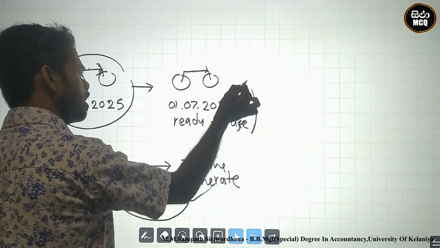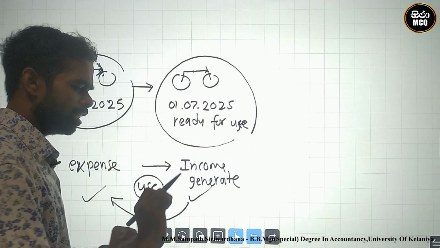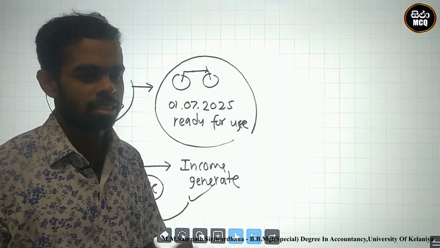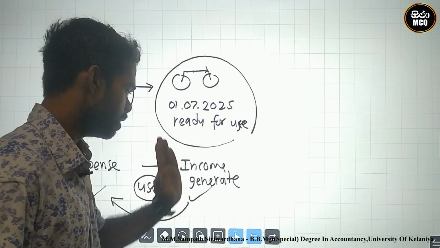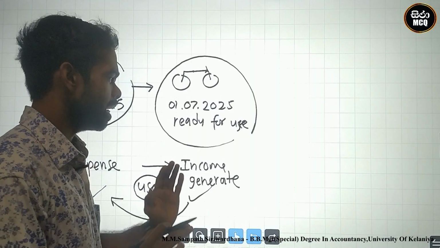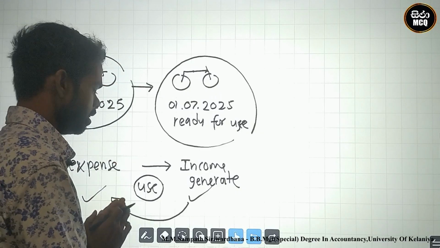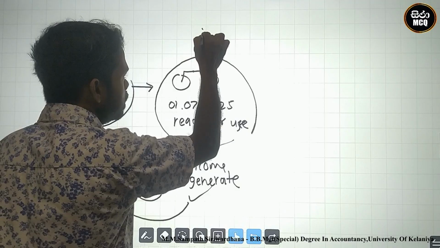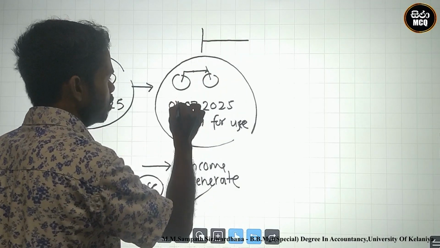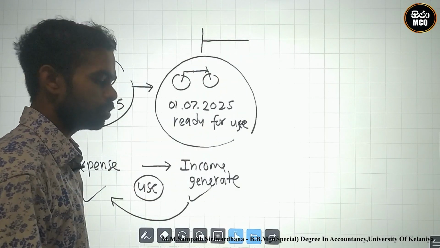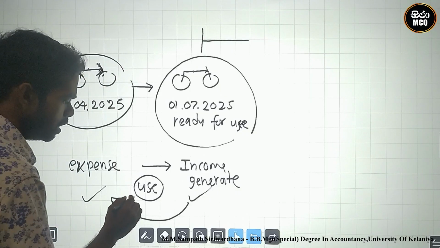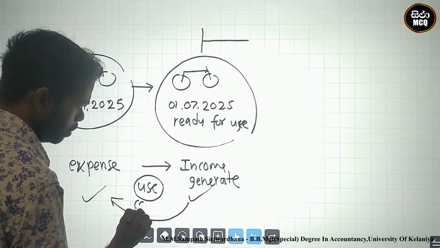At that time you can think that this is ready, you can write it. This is ready for use. Ready for use means ready to be an income generating unit. At that point you can identify the depreciation starting date as 1st July 2025. Another one, this is usable condition.